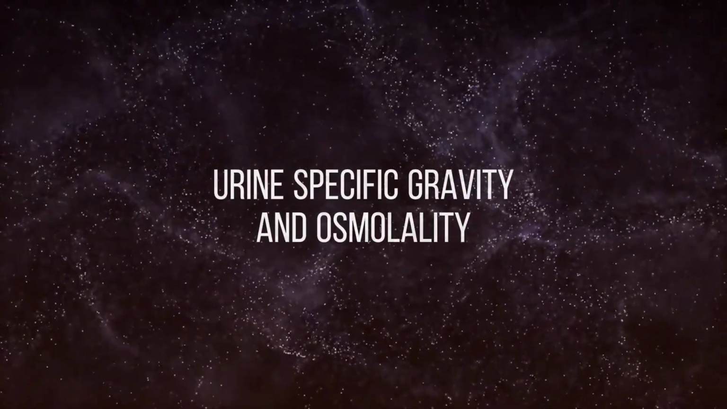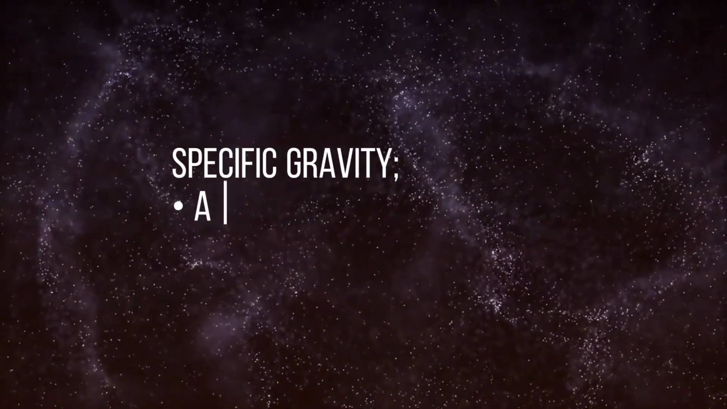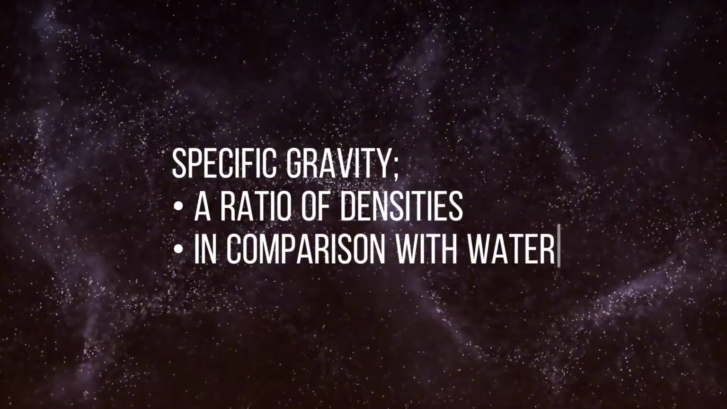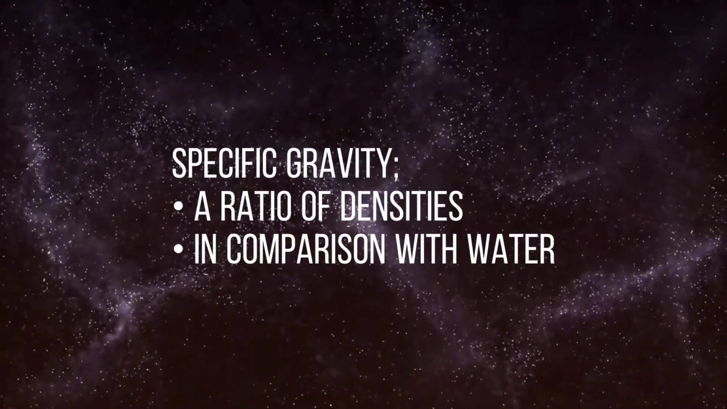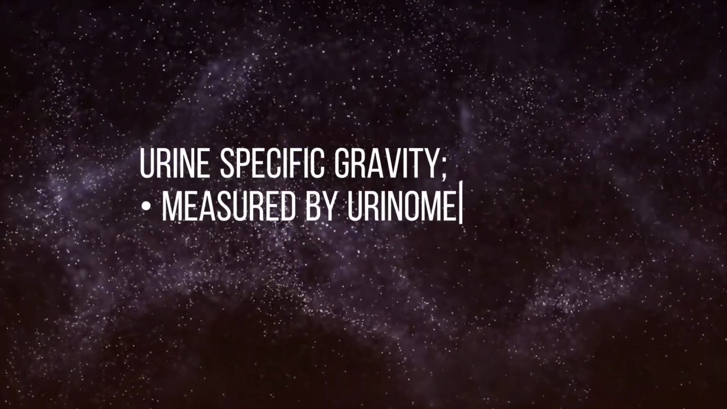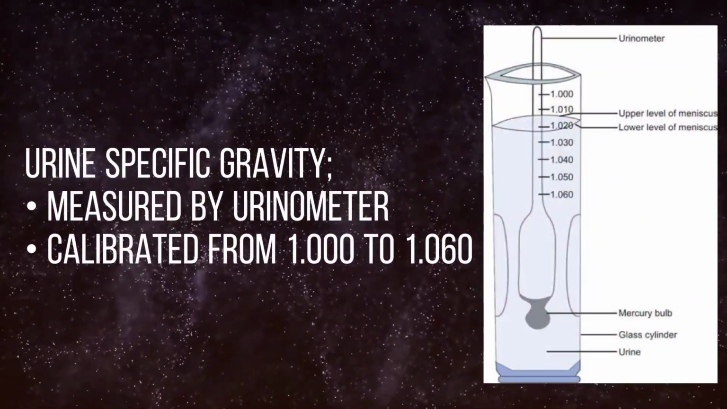Urine specific gravity and osmolality. Specific gravity is a ratio comparing a substance's density to a reference substance, usually water, making it a dimensionless number that indicates if something will sink or float. Specific gravity of urine is measured using a urinometer calibrated from 1.000 to 1.060.